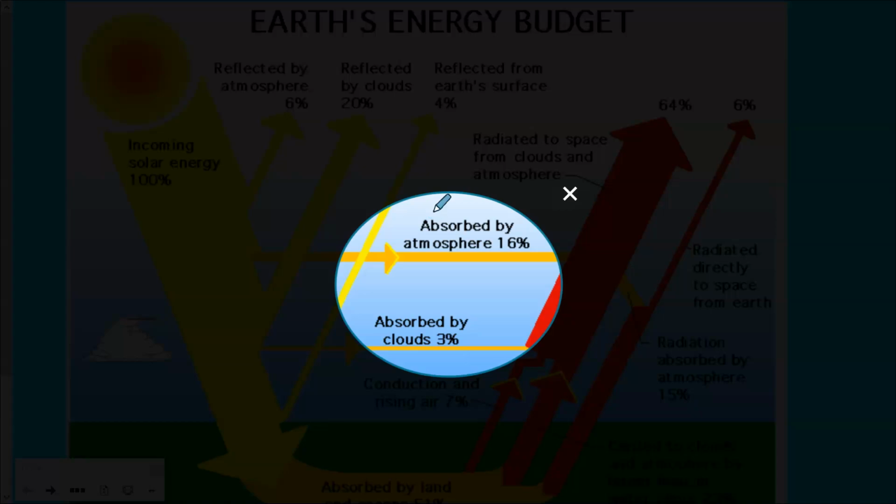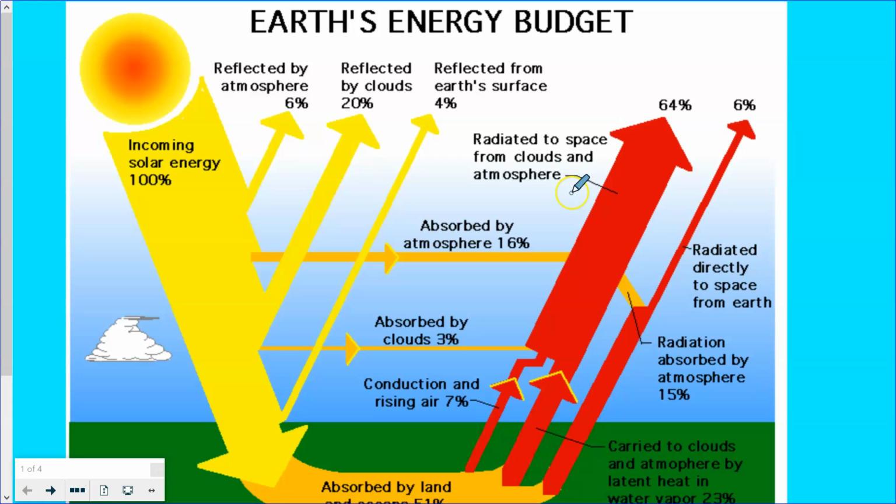So 16% is absorbed by the atmosphere and 3% is absorbed by clouds, water vapor in the clouds. So that's roughly 20%. So we've got 30% reflected, 20% is absorbed by the atmosphere. That means only about 50% overall reaches the surface of the Earth.